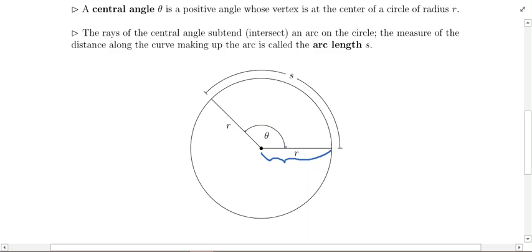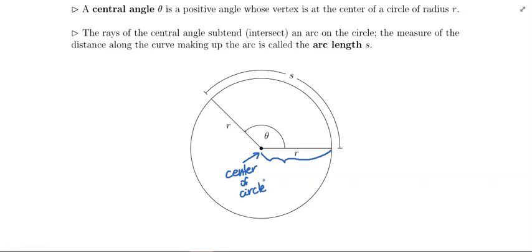And we're assuming this to be a positive angle. If you notice, the rotation is going from the initial side, and there's a small arrow indicating that it has gone counterclockwise to the terminal side. So we have a positive angle, and what makes this a central angle is that the vertex is at the center of the circle. That little black dot there is the center of the circle. So a central angle theta is a positive angle whose vertex is at the center of a circle of radius r. Here comes the concept of arc length, and that concept is going to help us discover what a radian is.